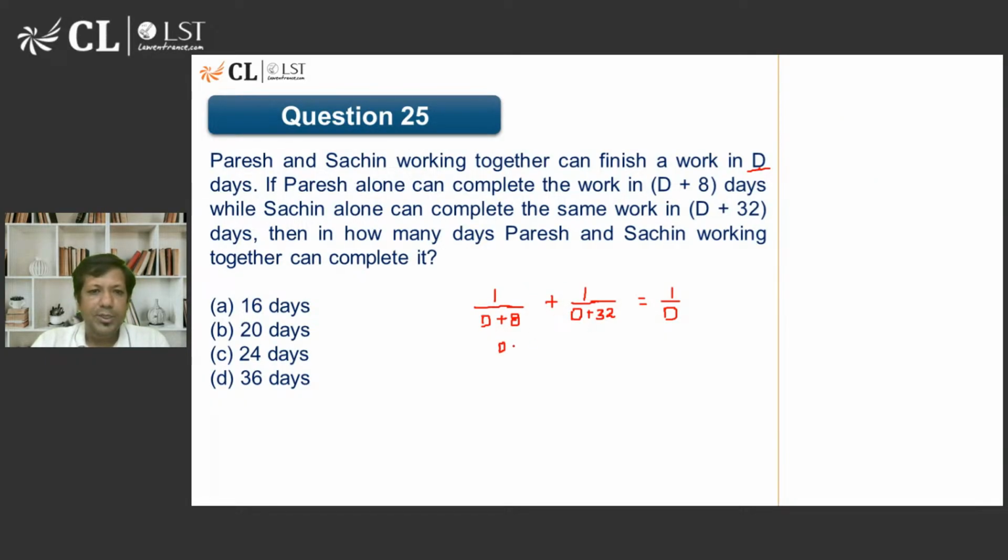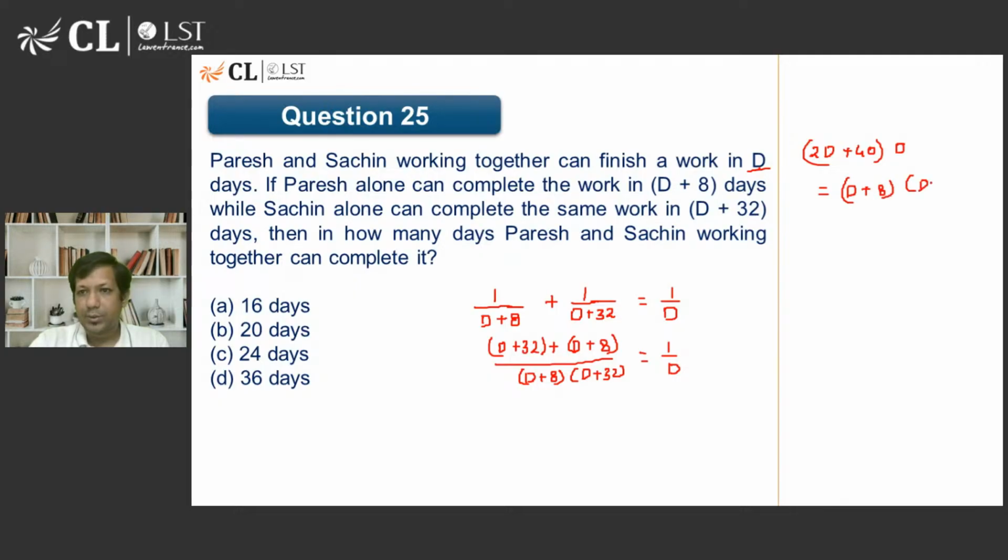So what I'm going to do: 1 upon D plus 32 plus 1 upon D plus 8, which is D plus 32 plus D plus 8, divided by D plus 8 into D plus 32, and that's equal to 1 upon D. Okay, so from here I am going to get 2D plus 40 into D, and that's equal to D plus 8 into D plus 32. Now I'm stuck making a quadratic equation.